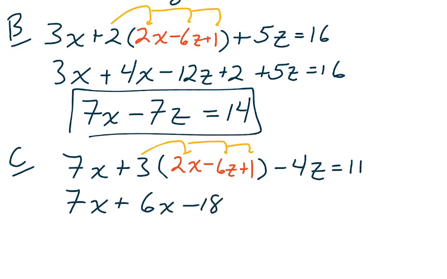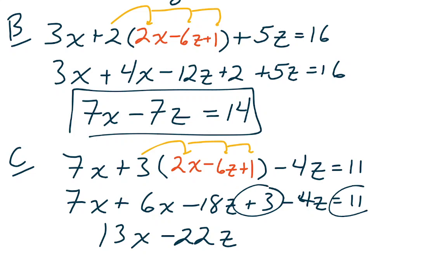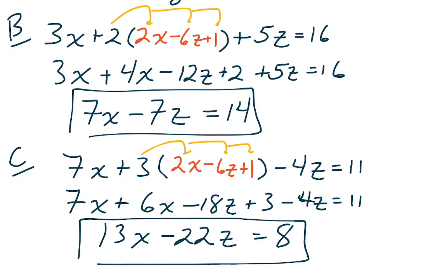A little distributive property, hopefully being careful, because now everything is being multiplied by 3, so everything gets a little triple there. And it's kind of the same thing. I've got some like terms. I've got some x's that become 13. I've got some z's that get more negative, negative 22. And this 3 and 11, they want to be together on the other side. Please subtract 3. It's going to, of course, give you 8. Well, I also want you to hold on to that equation.